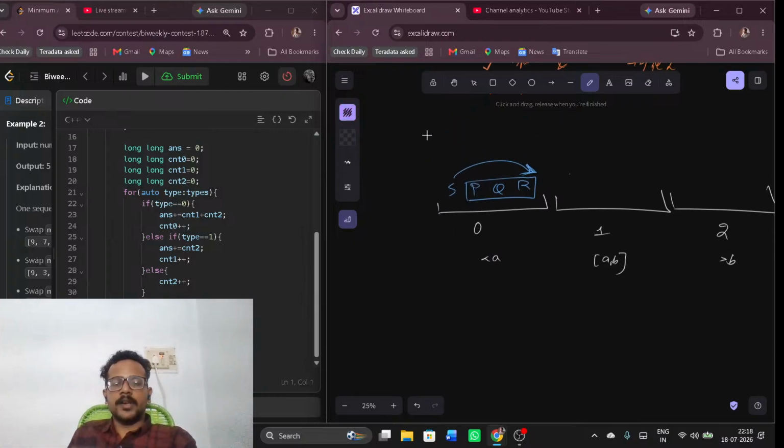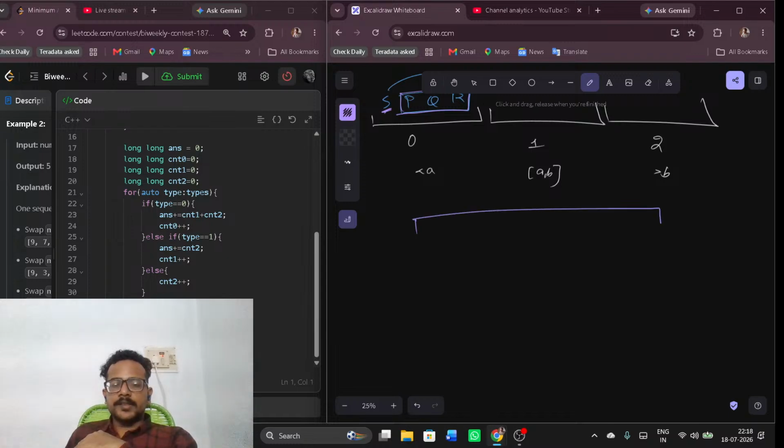Let me tell you, this needs 3 swaps. To get S to the last, it needs 3 swaps, which is the number of elements in the middle, right?